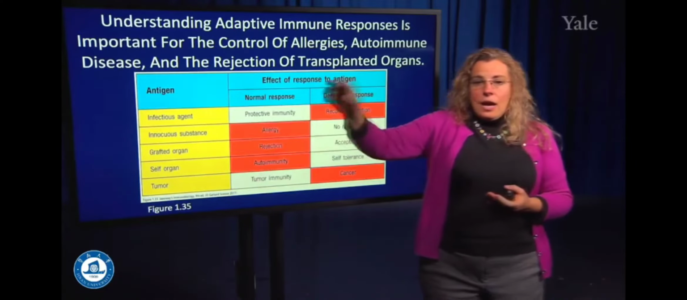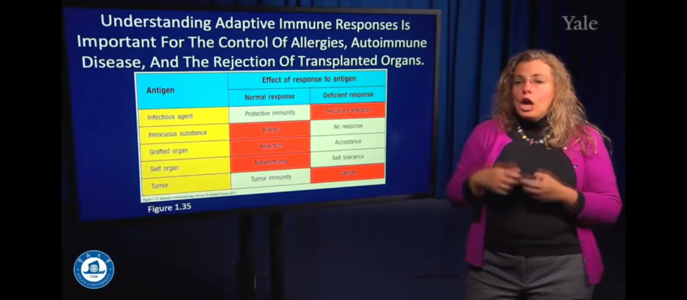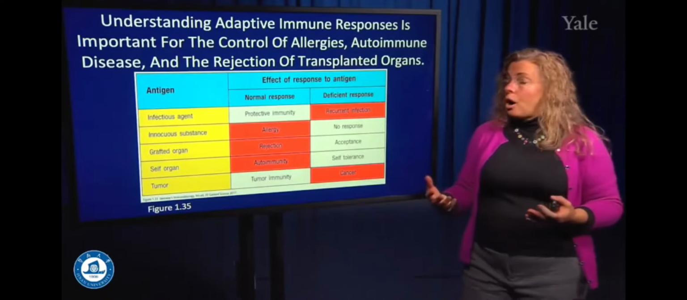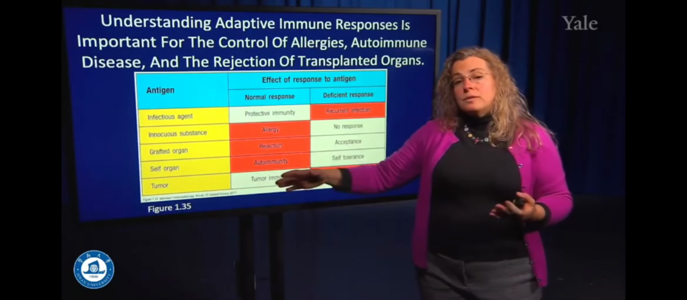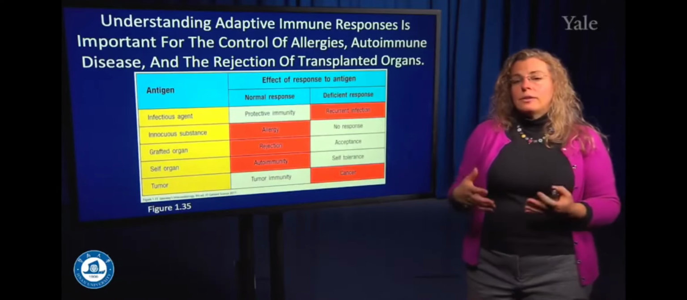Now, self organs. Remember, I told you that our body's pretty good at eliminating adaptive immune cells that have receptors that can recognize self-antigens. But it's not 100%. So sometimes there are cells that can recognize self. We need to be able to turn those cells off. If we don't turn them off, you will get an autoimmune disease. But if we can turn them off, then we actually have tolerance to ourself, which is what is supposed to happen.